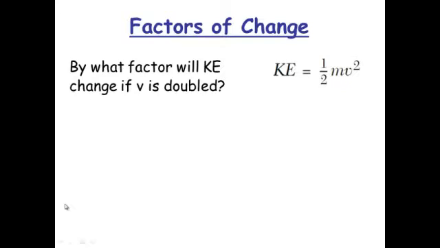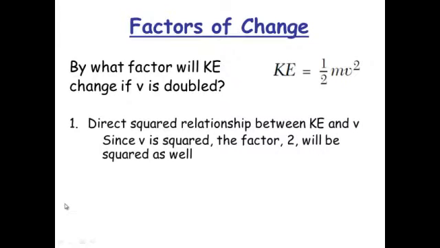Let's try another one. By what factor will kinetic energy, KE, change if velocity is doubled? Notice the equation to the right. Kinetic energy is equal to 1/2 times mass times velocity squared. First, we notice that there is a direct squared relationship between kinetic energy and velocity. It's a direct squared relationship because velocity is squared. And since velocity is squared, the factor it's changing by, 2, will also be squared.